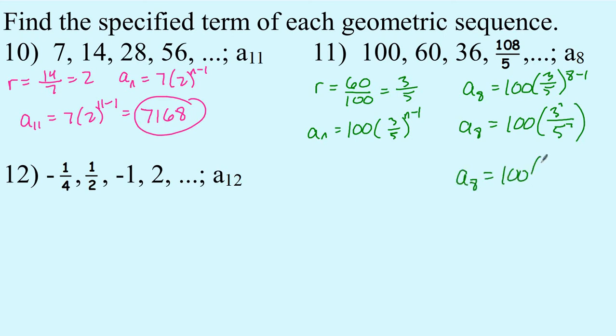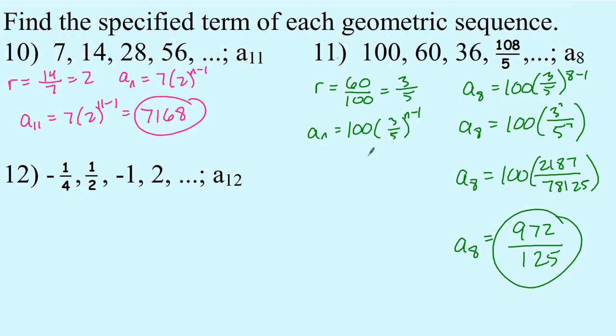So 100 times 2187 all over 78125. You put that in the calculator, I would let that reduce it. So you get 972 out of 125. Well, that doesn't seem... Oh, yeah, because the bottom number is smaller because we multiplied the top number by 100. Silly me. I didn't think that through.